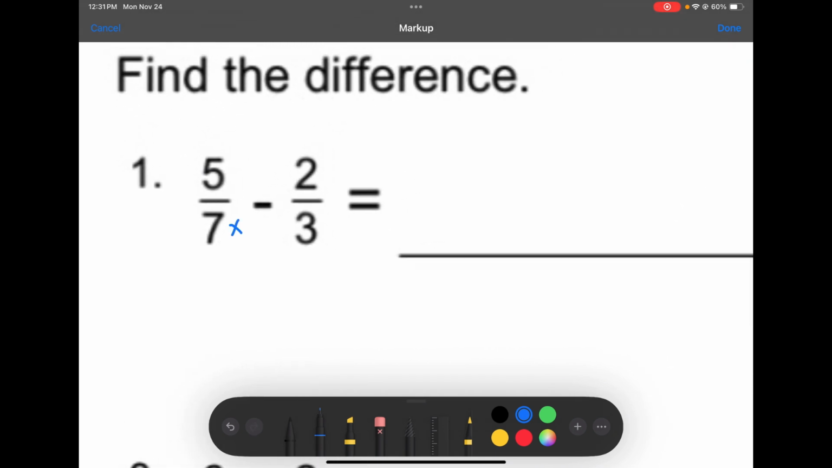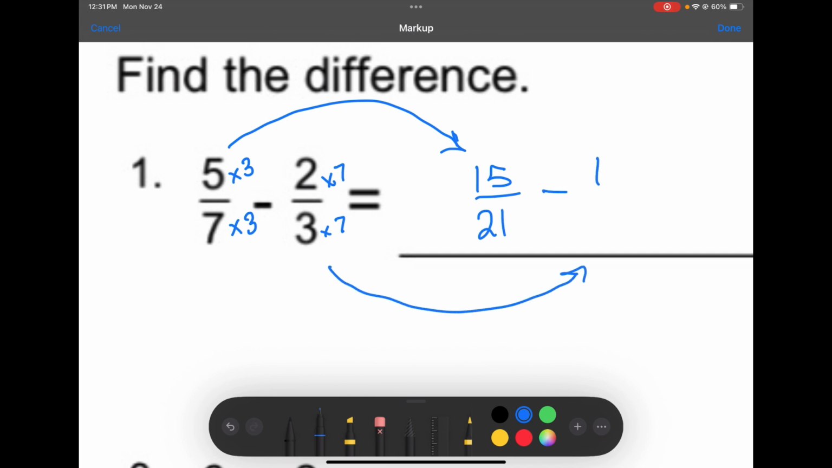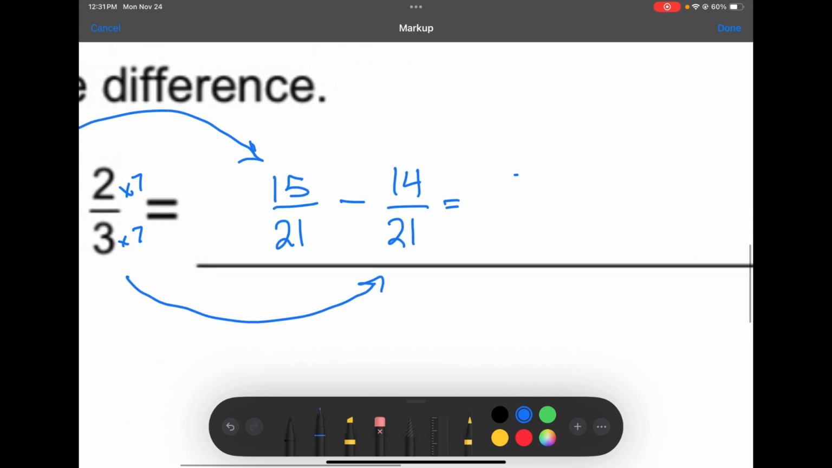Let's do one subtraction problem because it's the same steps, we're just subtracting. So same thing, we are going to multiply each fraction by the opposite denominator. I'll multiply 5/7 by 3, and I'll multiply 2/3 by 7. So 5/7 becomes 15/21 minus, and 2/3 becomes 14/21, which gives us our final answer of 1/21. And let me just make sure that really looks like a 1.